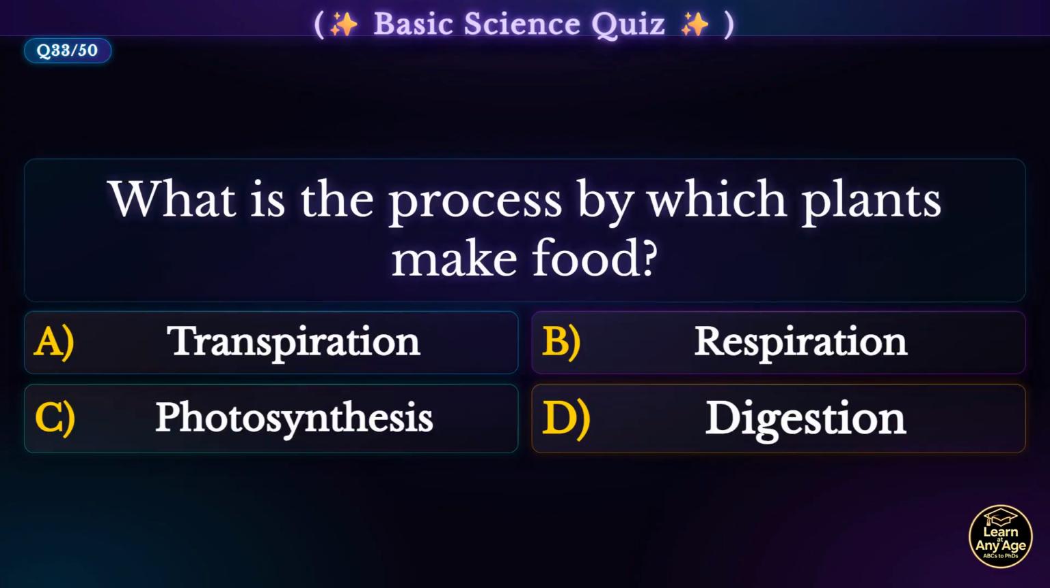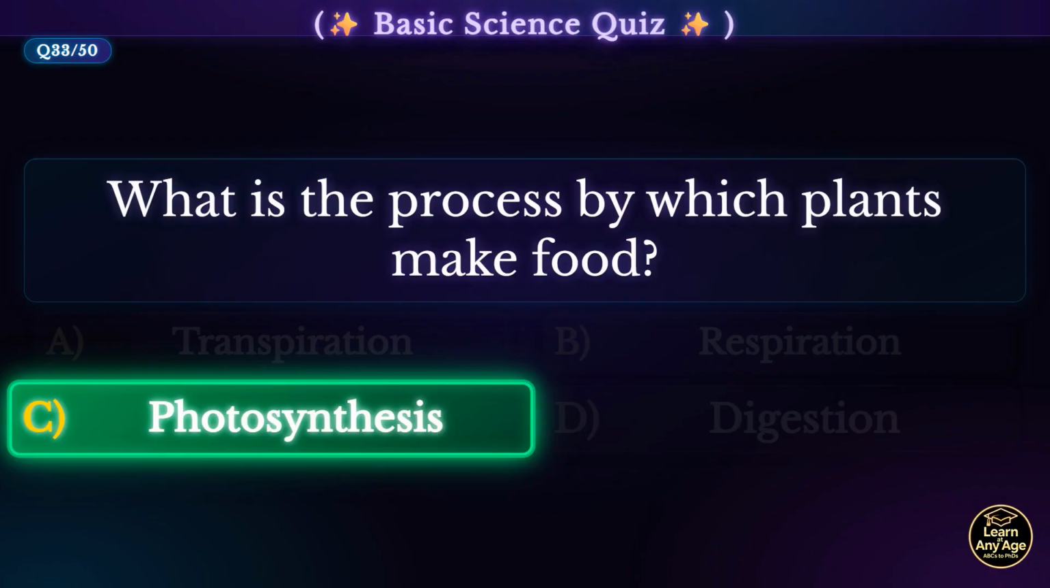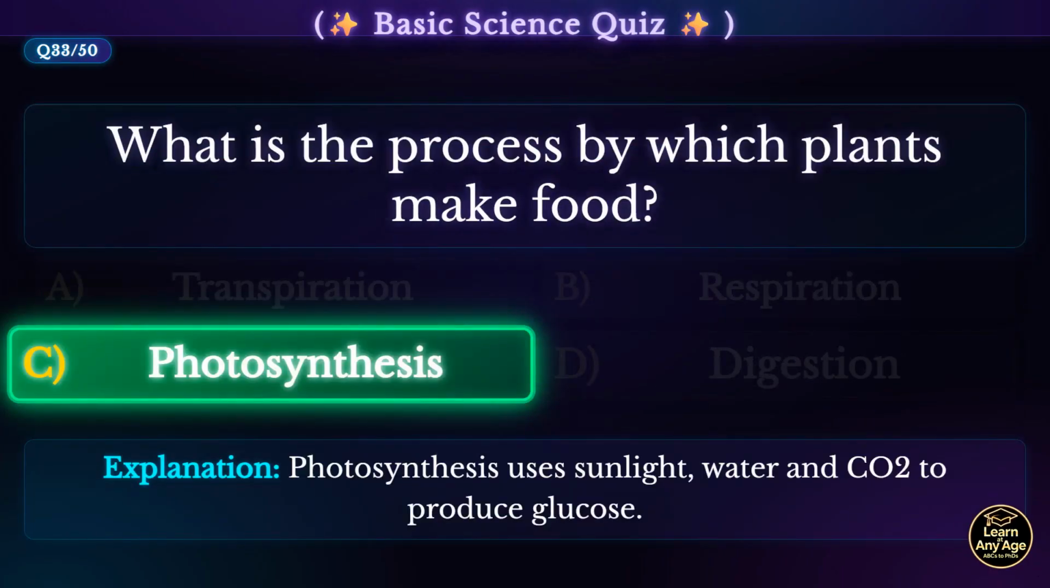What is the process by which plants make food? Transpiration, respiration, photosynthesis, digestion. Photosynthesis. Photosynthesis uses sunlight, water, and CO2 to produce glucose.